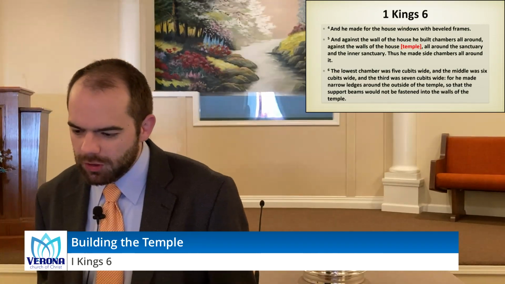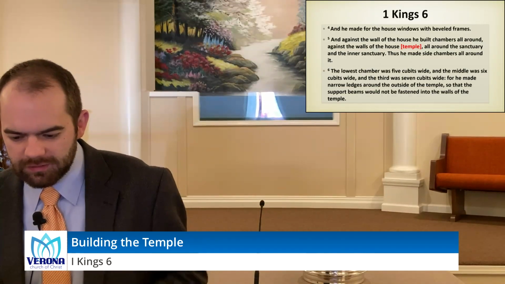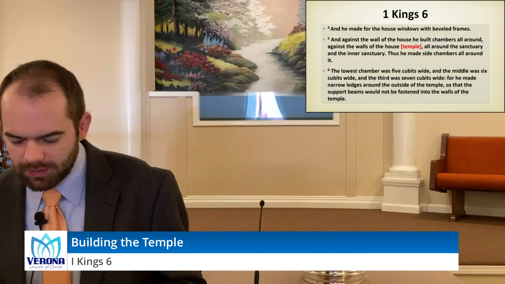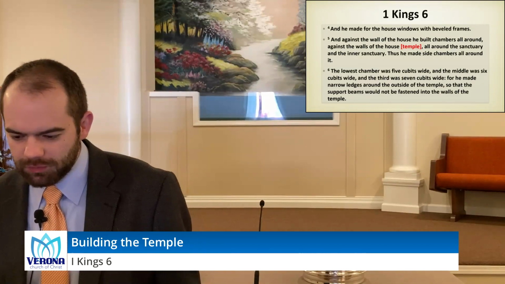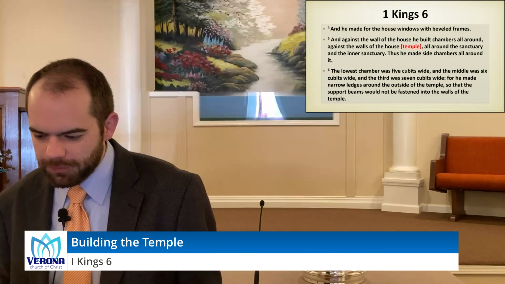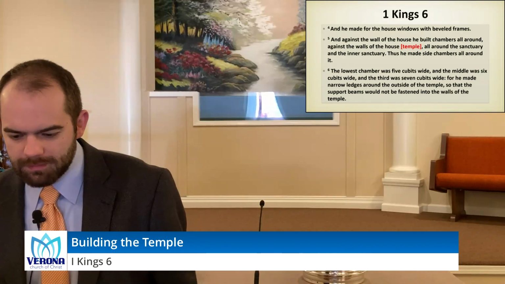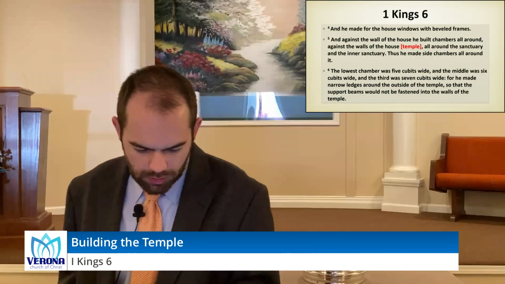Against the walls of the temple, all around the sanctuary and the inner sanctuary. Thus, he made side chambers all around it. The lowest chamber was 5 cubits wide, the middle was 6 cubits wide, and the third was 7 cubits wide. For he made narrow ledges around the outside of the temple, so that the support beams would not be fastened into the walls of the temple.